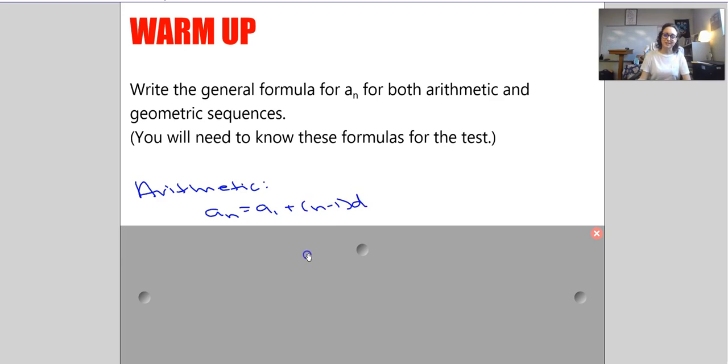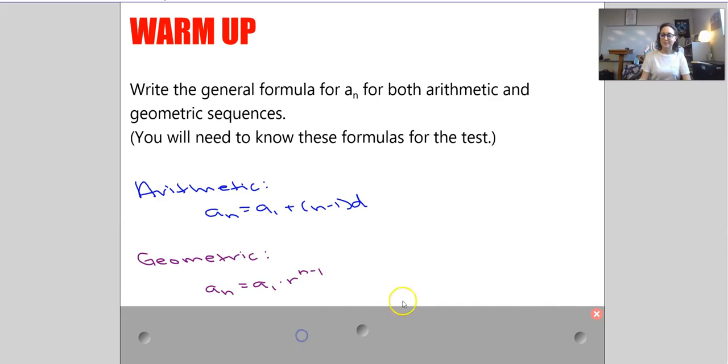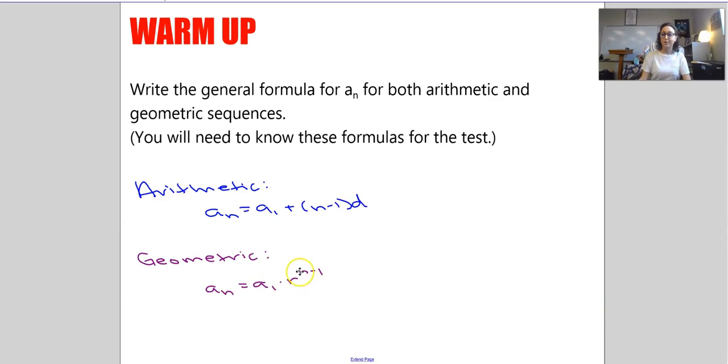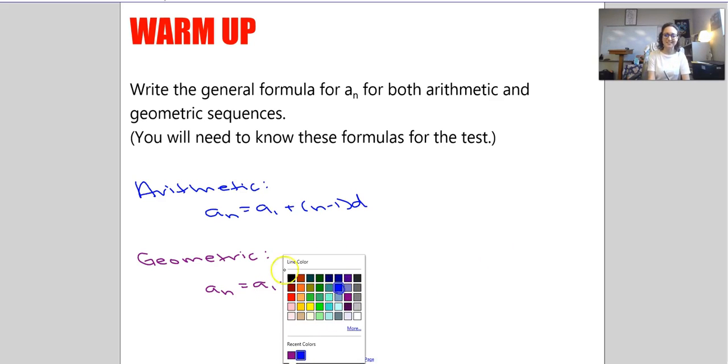Alrighty? Similarly, for geometric, I multiply by a number each time to get to the next term in the sequence. So I would start with my first term and then multiply by that common ratio r n minus 1 times. So again, if I want the 100th term, I would start with the first term and then multiply by r 99 times.